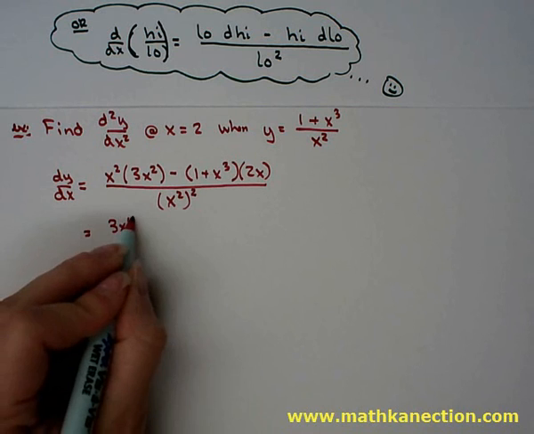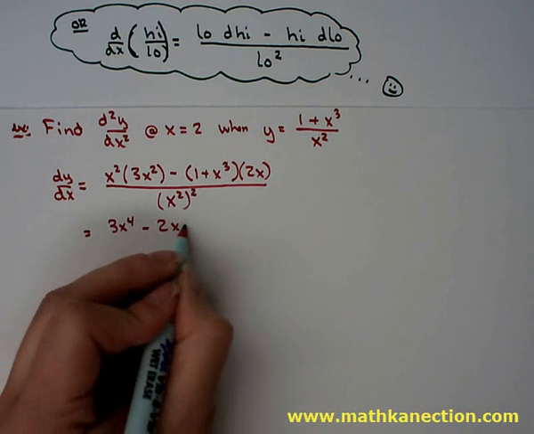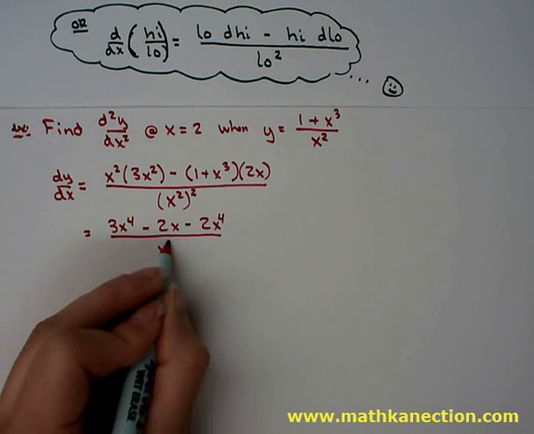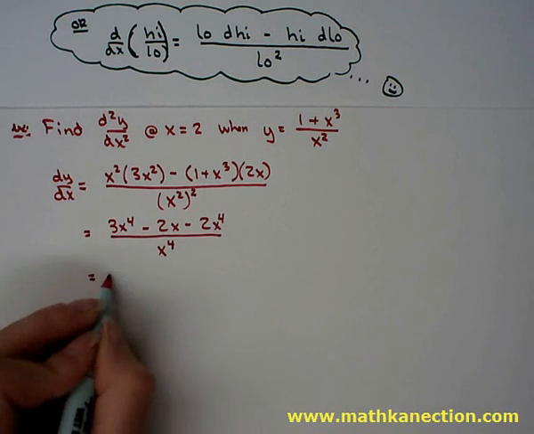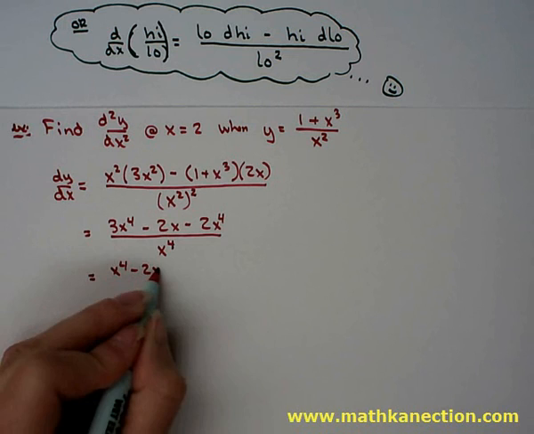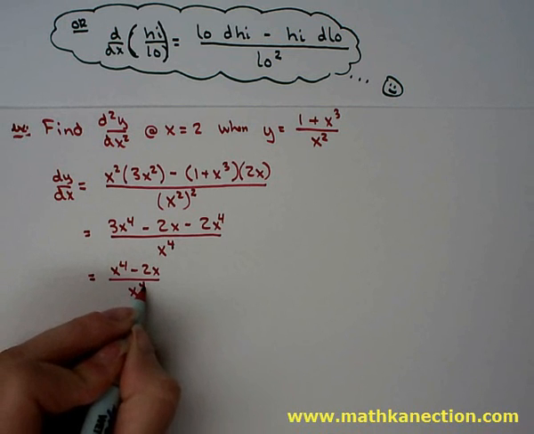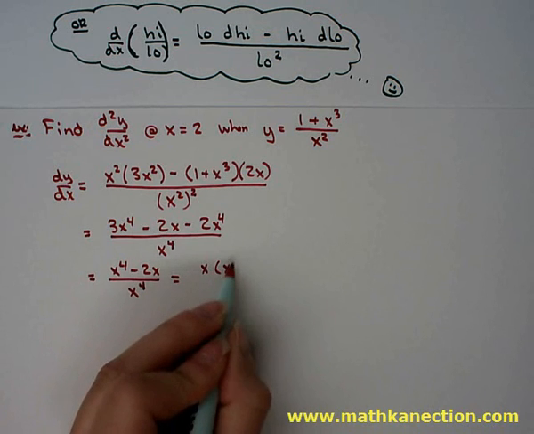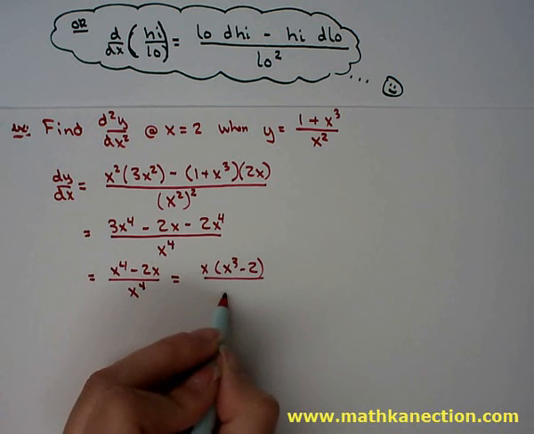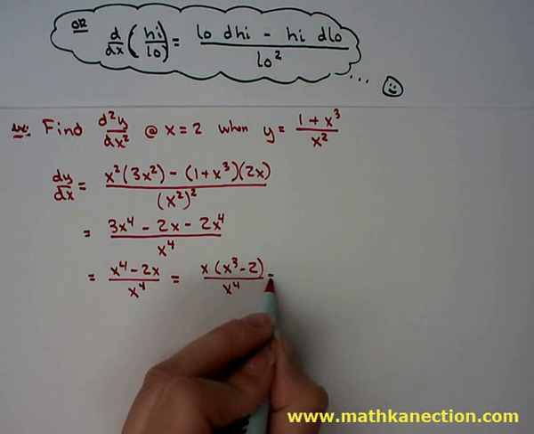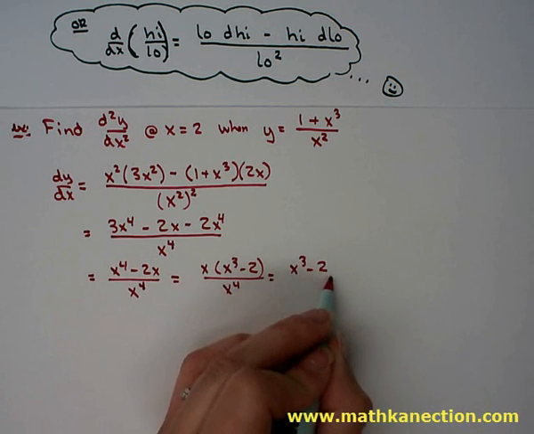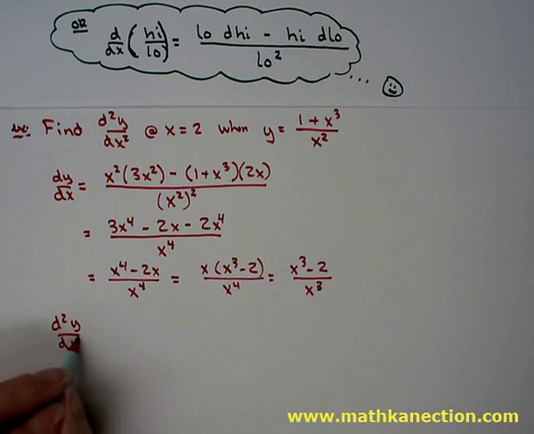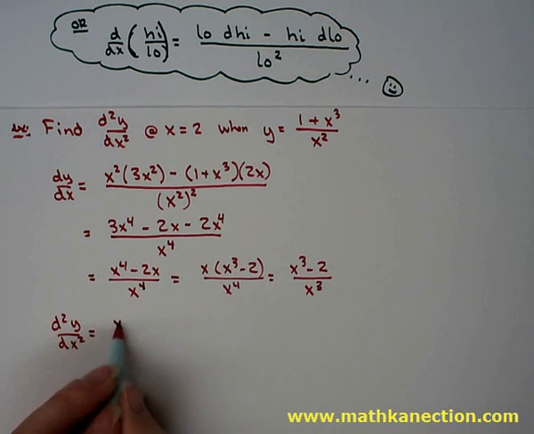Simplifying the problem to get 3x to the fourth minus 2x to the fourth, distributing the 2x and the negative sign. Combining like terms, get x to the fourth minus 2x over x to the fourth. Factoring an x out of the numerator, we're left with x cubed minus 2. The x in the numerator can reduce with one of the x's in the denominator, so we're left with x cubed minus 2 all over x cubed. That's our first derivative. Do the same process to get our second derivative, again a quotient rule.